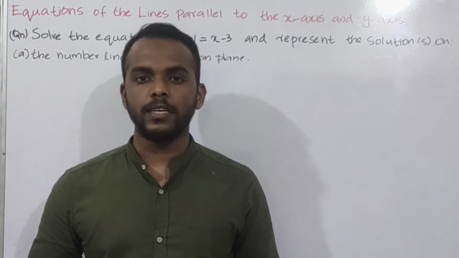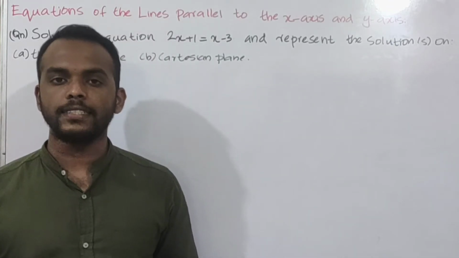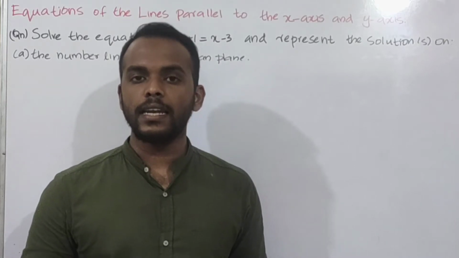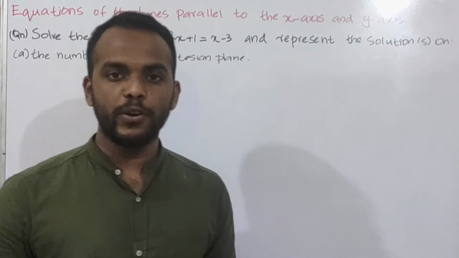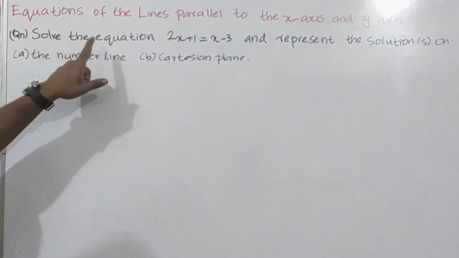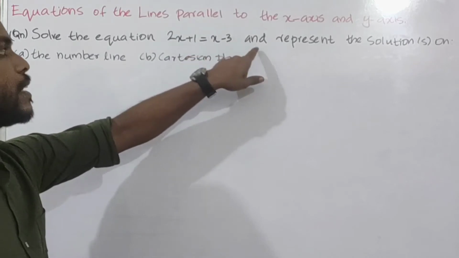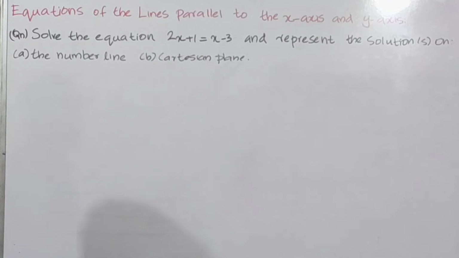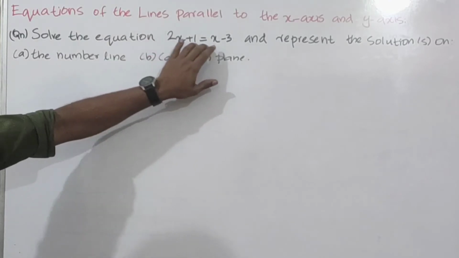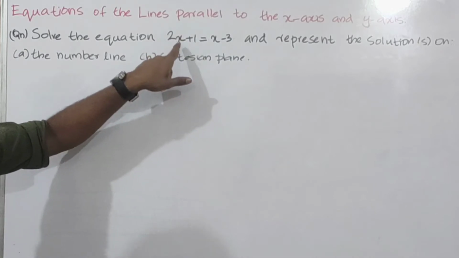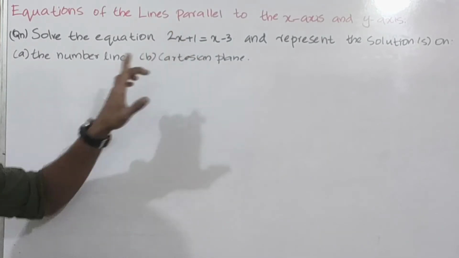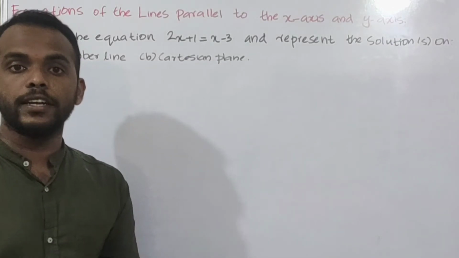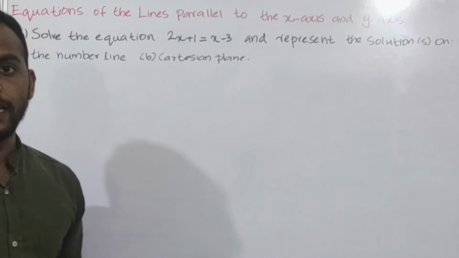Now move on to the next topic. How to plot the lines that are parallel to the x-axis and y-axis. Before getting into the general formula, let's try to solve a question and let's see how it works. We have a question. Solve the equation 2x plus 1 is equal to x minus 3 and represent the solutions on first the number line and second the Cartesian plane. Clearly this one is a linear equation in one variable, isn't it? Yes, only one variable is there. So let's see how this kind of question can be done, or whether we can plot a linear equation in one variable in a Cartesian plane. Let's see all of them.